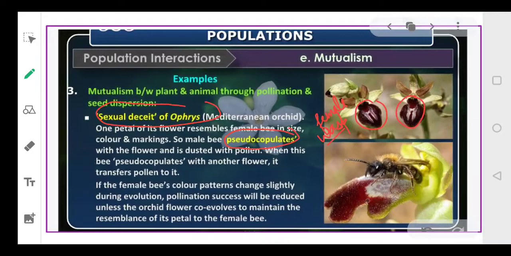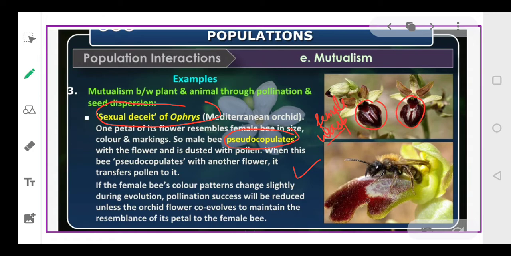So this phenomenon is called sexual deceit, because the male visits the flower assuming that it is a female wasp and that he will be able to mate with her. So this phenomenon is called pseudo-copulation, while this complete cheating being done with the male wasp is referred to as sexual deceit. Okay, so we observe that different kinds of flowers have developed different patterns so that they can ensure pollination.